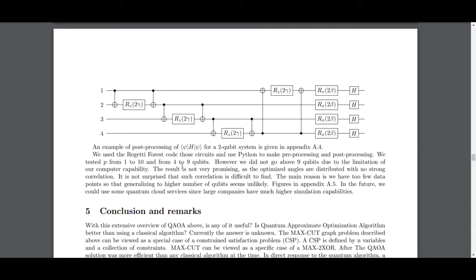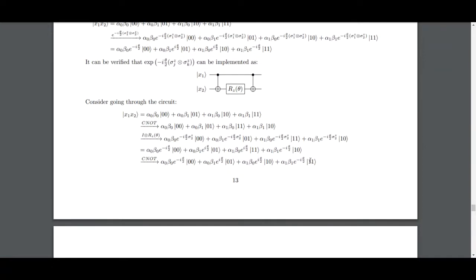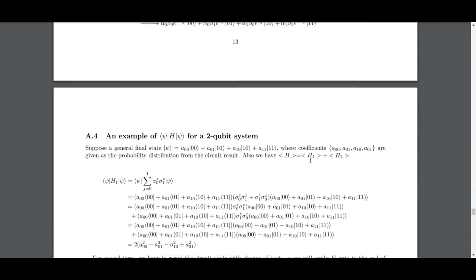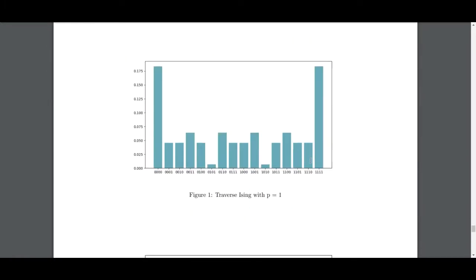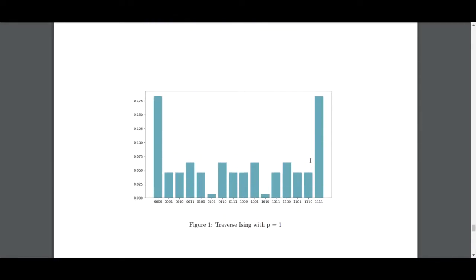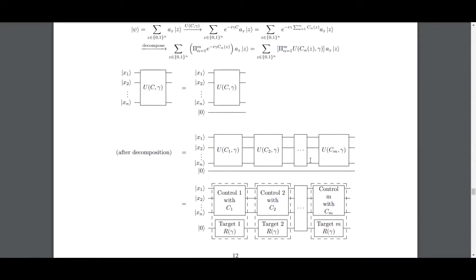We use the Rigetti Forest code for those circuits, and use Python to make pre-processing and post-processing. The post-processing of this for a 2-qubit system is given in Appendix A4. Implementing MaxCut. Two-qubit. Figures. P1 with P2. So that is supposed to be the result after the composition.